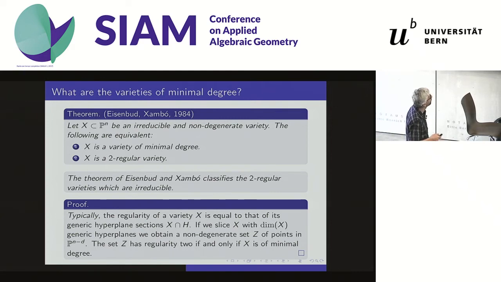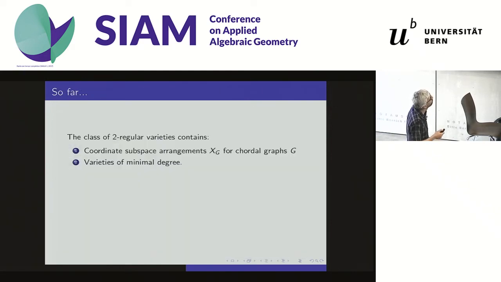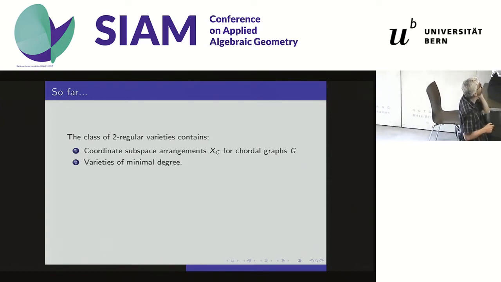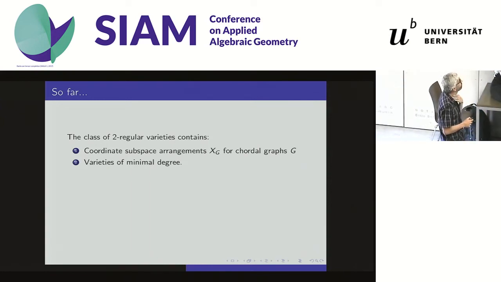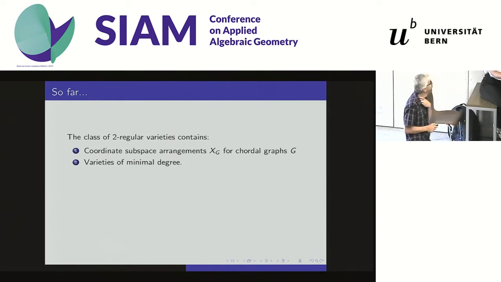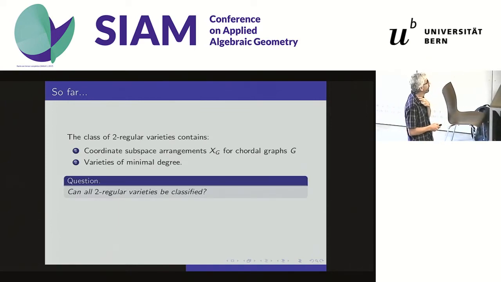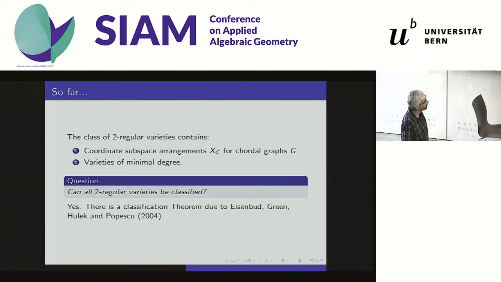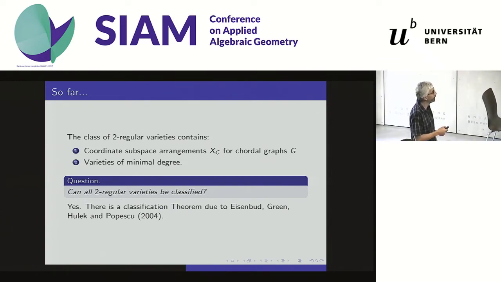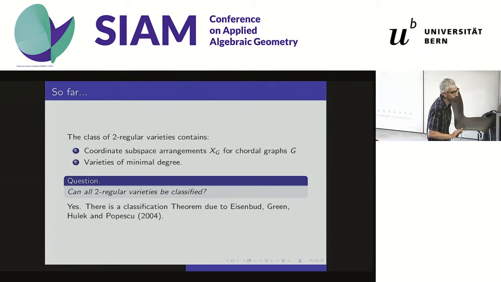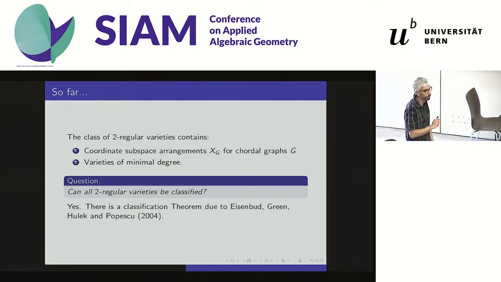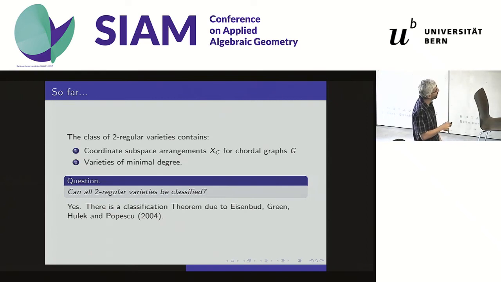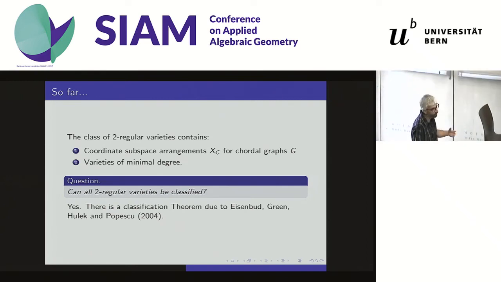Yeah, so this is what varieties of minimal degree are. So far, what do we know about 2-regular varieties? Well, we know that this class contains the coordinate subspace arrangements of chordal graphs, and it contains the varieties of minimal degree, and it is natural to ask, can all 2-regular varieties be classified? And the answer is yes. There is a complete classification theorem due to Eisenbud, Green, Hulek, and Popescu from the year 2004, which, if time permits, I will describe at the end. And if time doesn't permit, you're welcome to ask during the question session about the classification of 2-regular varieties, and I will explain.